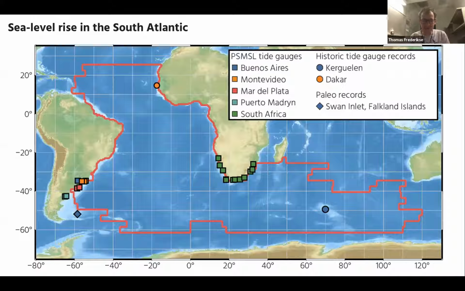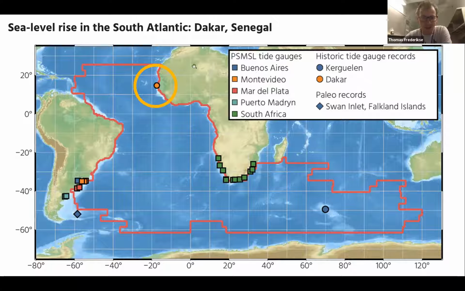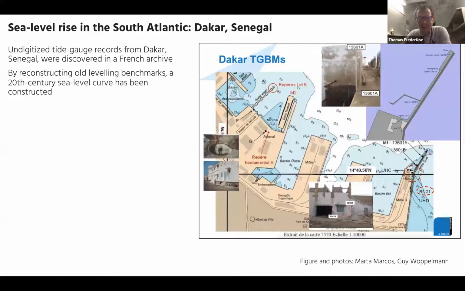So this is again a map of the South Atlantic, and the first thing I want to have a look at is Dakar. Dakar is the capital of Senegal in Western Africa. And what happened is that Senegal used to be colonized by the French, and some colleagues found in an old French archive a lot of old rolls with tide gauge observations from Dakar, and they digitized these records.